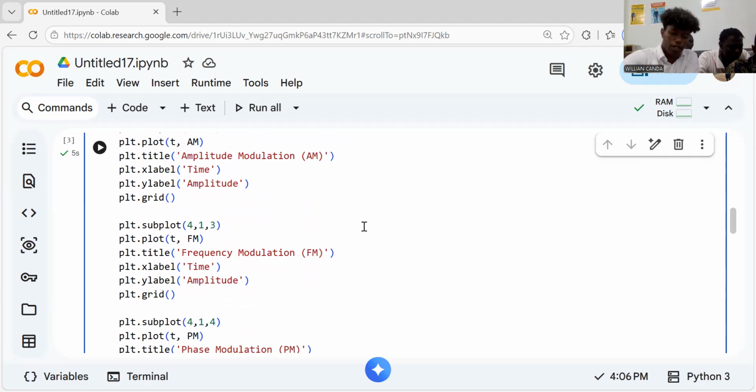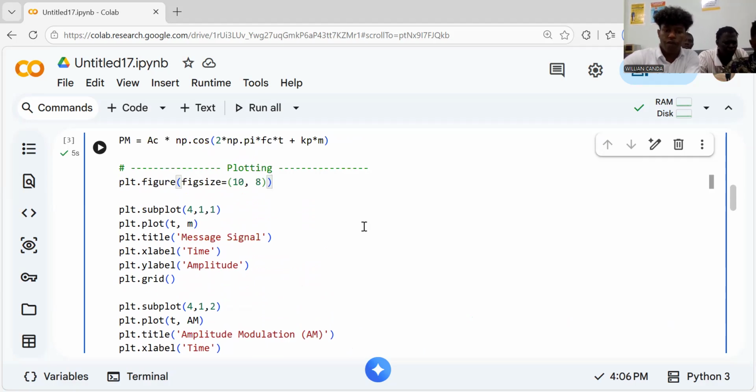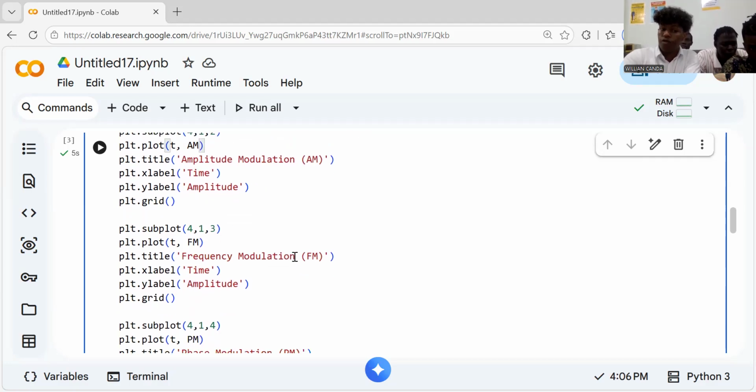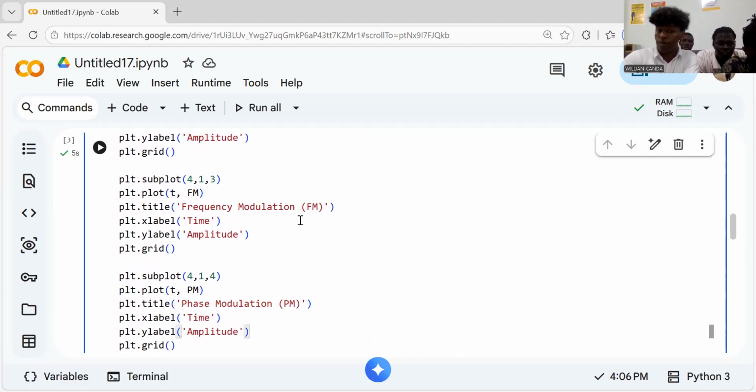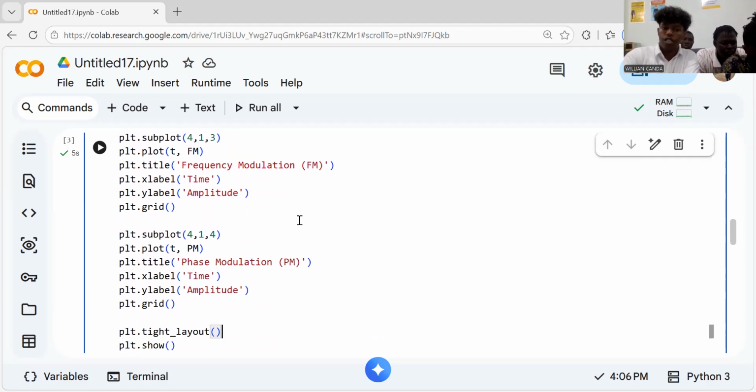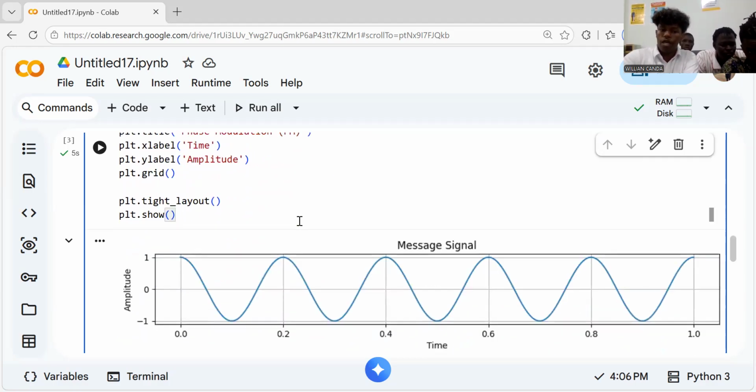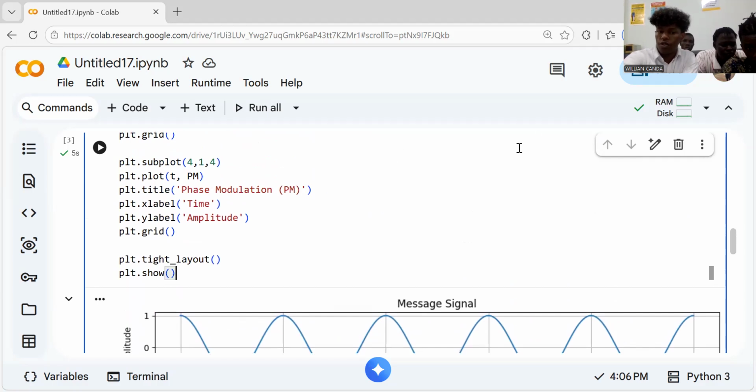And for the amplitude modulation AM as a title, the x label is time, and the y label is amplitude. For the last graph, the title is phase modulation, PM, and the x label is time, and the y label is amplitude. And now we use plt.show to show all of the graphs that we made.